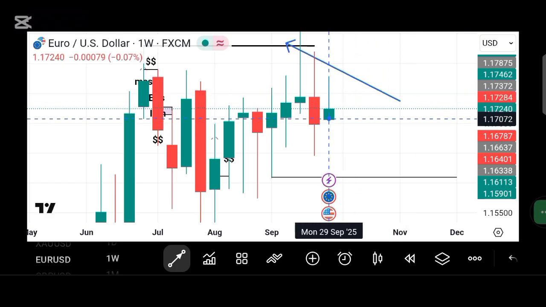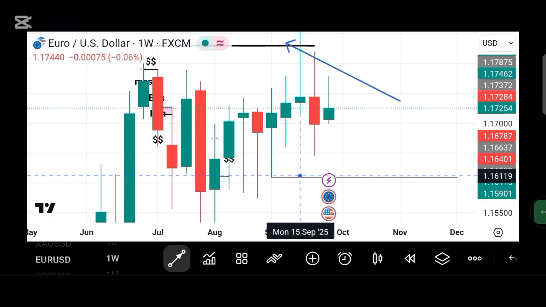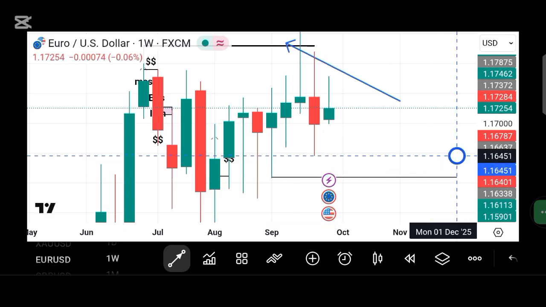So I'm expecting more bearish prices down to this low, especially this low. So let's go to the daily time frame.